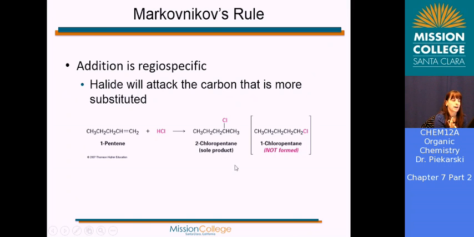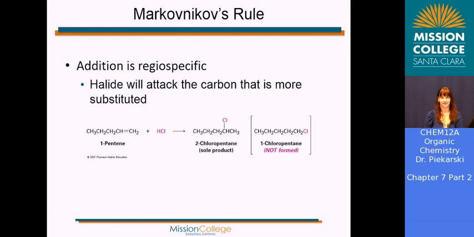Okay? So we have found that this reaction is regiospecific, and this rule is called Markovnikov's rule. Make sure you know how to spell that too. I know it's a hard name, but you can do it. Sound it out.